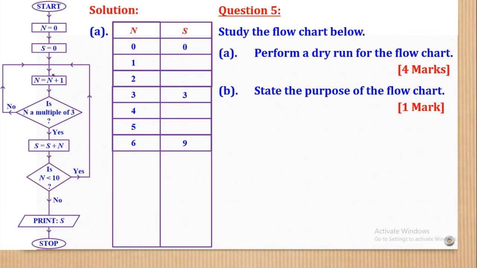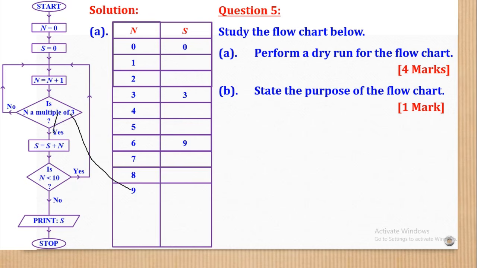So increment by 1 gives you 7. Then this value of 7 here gives you an answer of no. So no takes you back to this. Increment by 1 to give you 8. Then this 8 gives you here an answer of no. So no takes you back, increment by 1 to give you 9. Then this 9 gives you here an answer of yes.